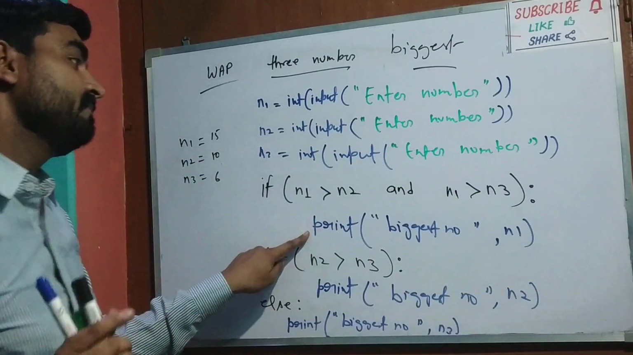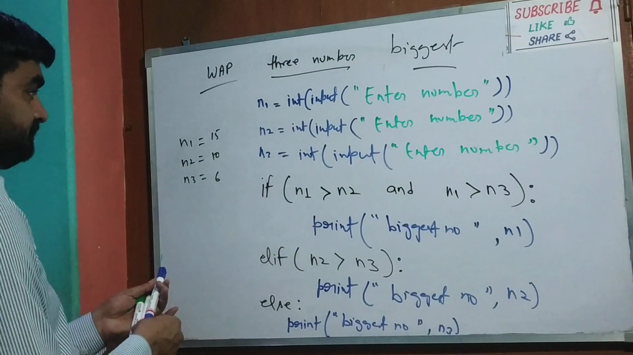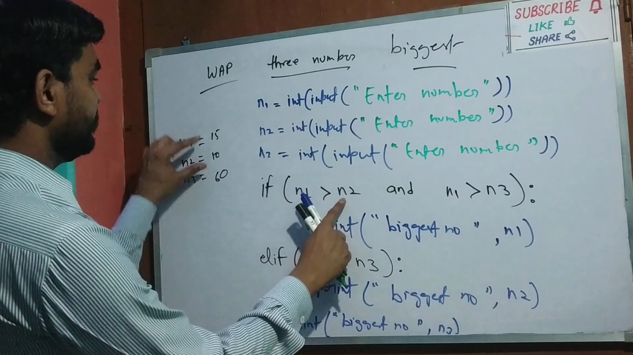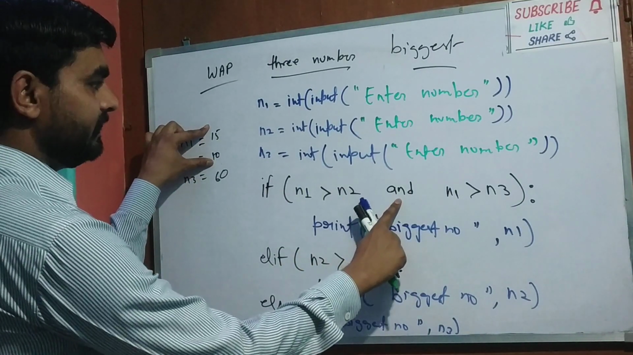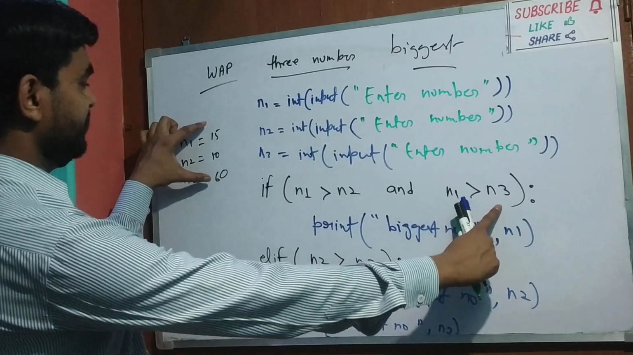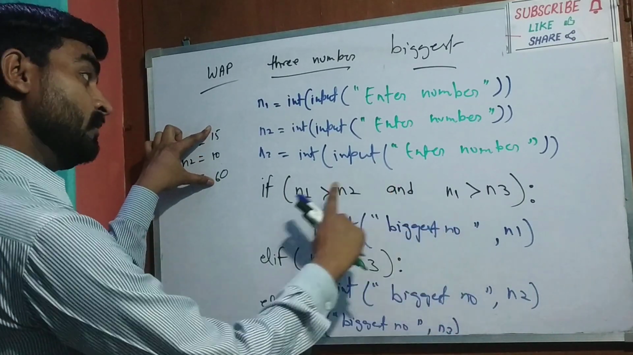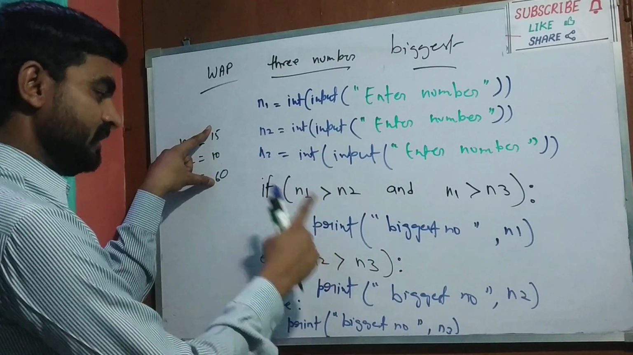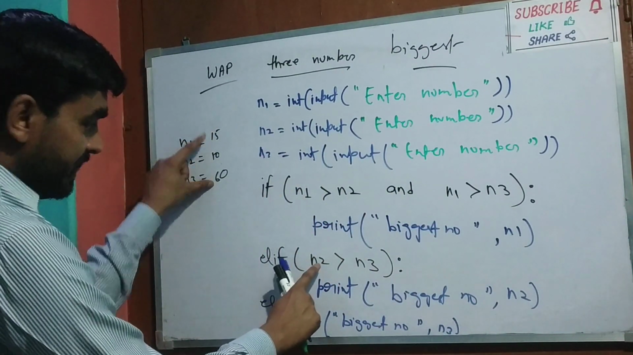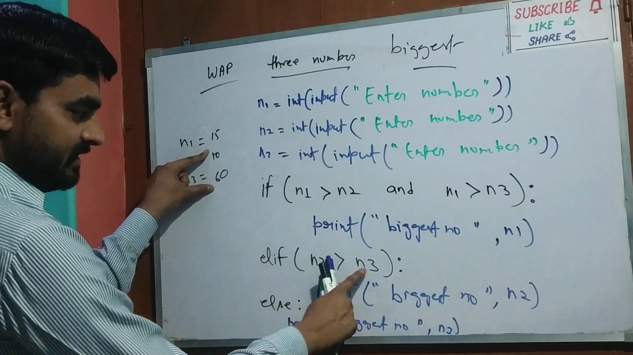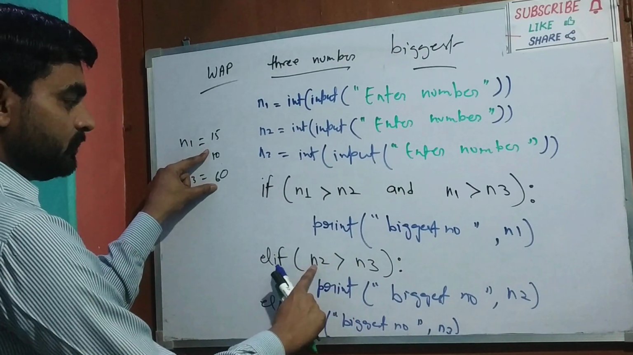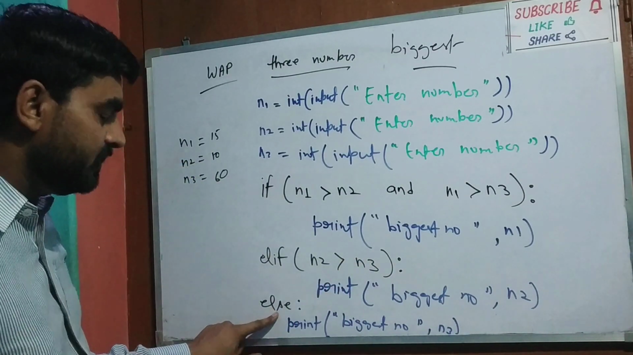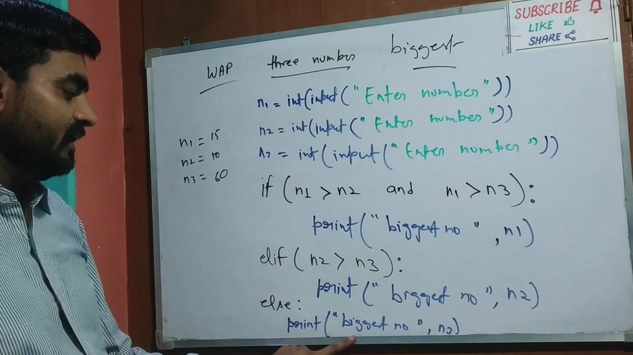The biggest number is N1. Suppose you have given 15, 10 and 16. N1 greater than N2, yes, true. And N1 greater than N3, 15 and 16, no, false. So true and false again becomes false, so this line will not execute. Execution will move to here: N2, 10, greater than N3, 16. So 10 greater than 16, false. When this is false, execution automatically moves to the else part, so this line will execute.